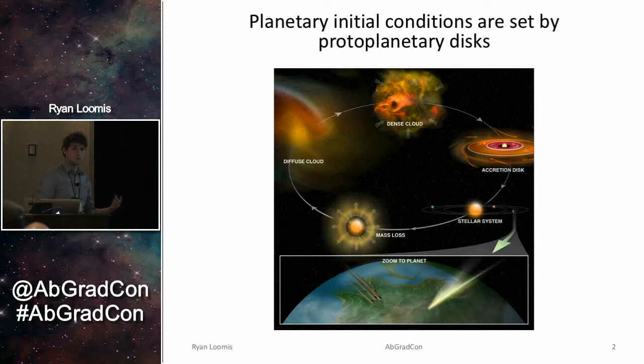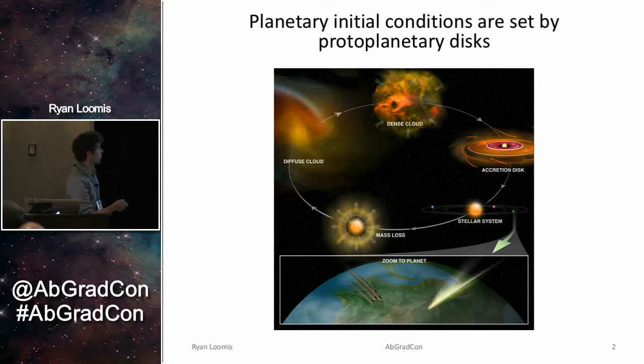So that's the first thing that I'm going to talk about: what the dust substructure looks like and what that tells us about planet formation. The other thing that I want to talk about is how the planetary initial conditions, and that includes all the chemical conditions, are set by the conditions in the protoplanetary disk. So all the chemistry, all the chemicals that end up on comets, that end up in exoplanet atmospheres, et cetera, they're coming from the disk.